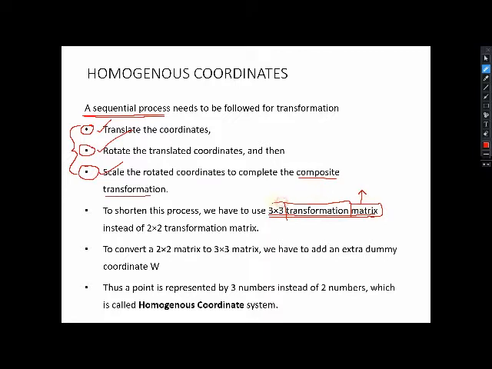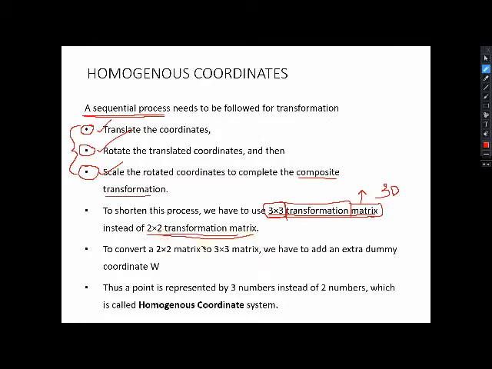So it is a 3-dimensional matrix or 3x3 matrix when we are dealing with a composite transformation. So we have to create a 3x3 matrix instead of a 2x2 matrix. That means if it is a 3-dimensional transformation, we have to create a 3x3 matrix. If it is a 2-dimensional transformation, we have to create a 2x2 matrix.